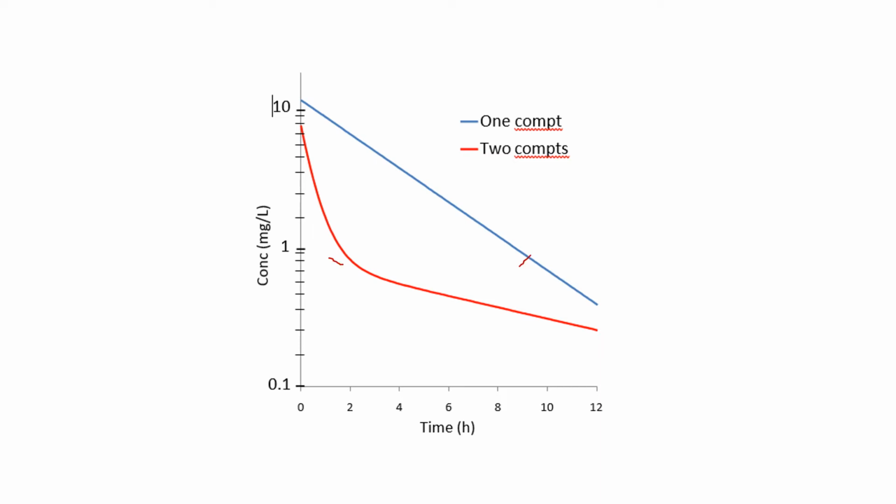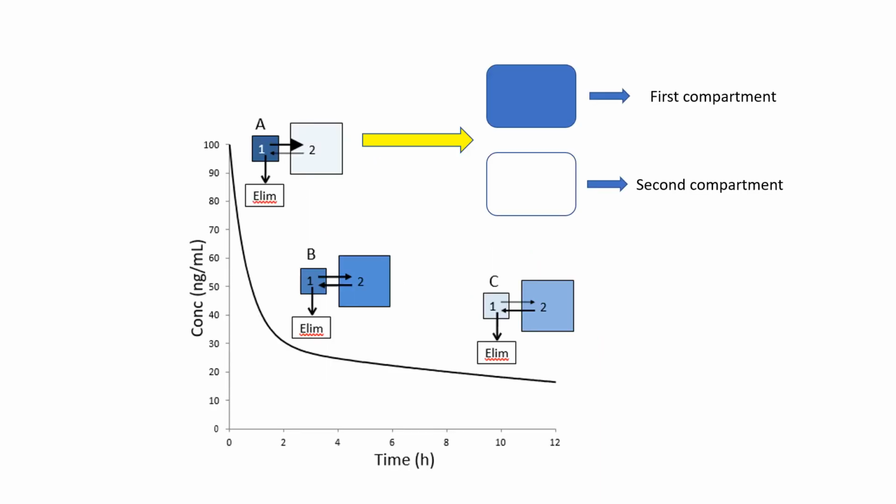The bend that we can see here in the red line is there for various reasons. Let us try to understand step by step. Dark blue is the first compartment, and this is the second compartment. This is the point where we give the drug, the IV drug.